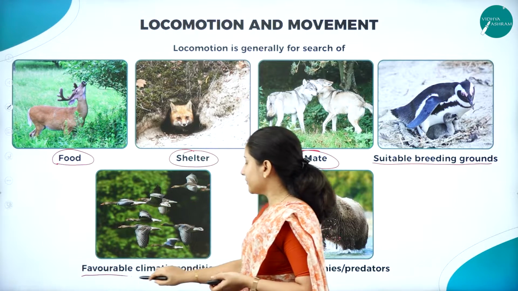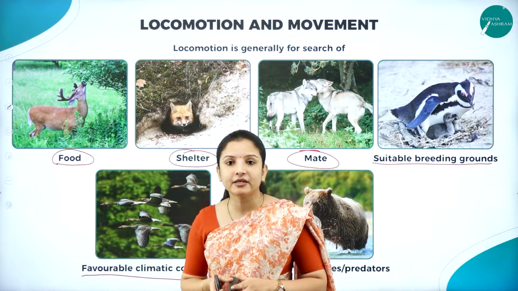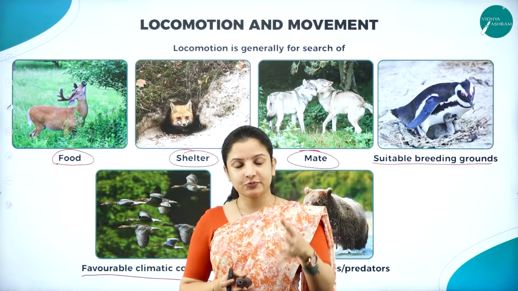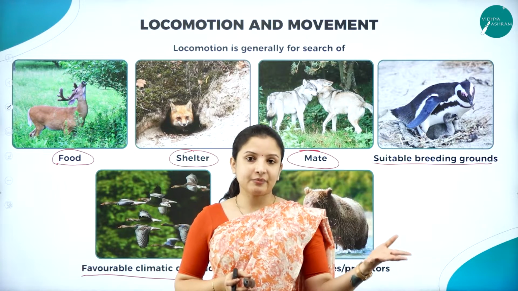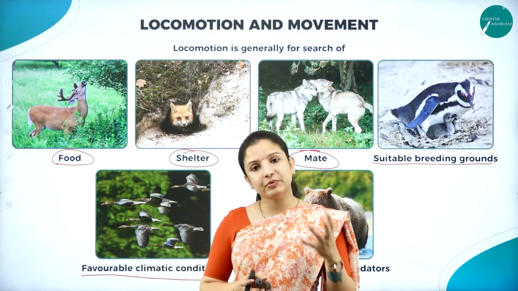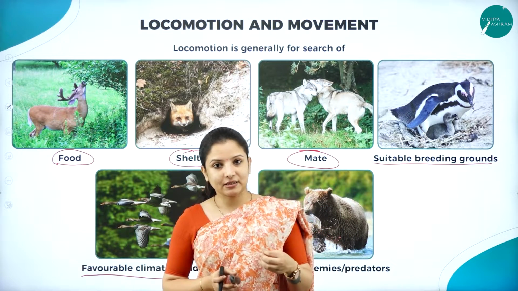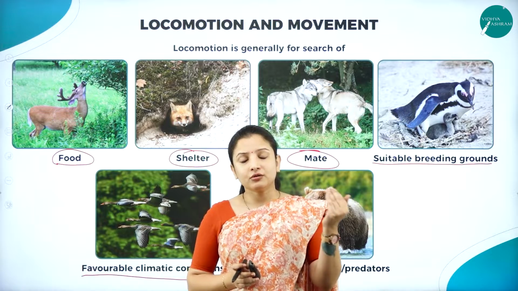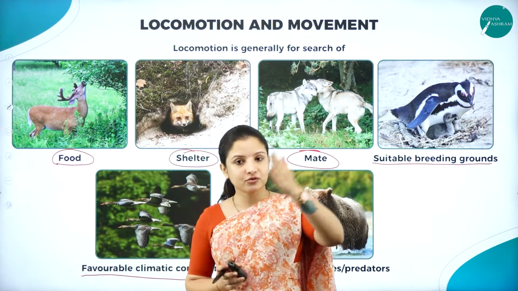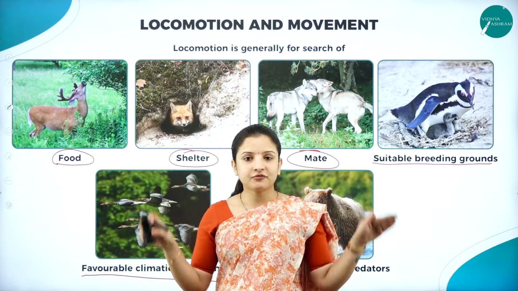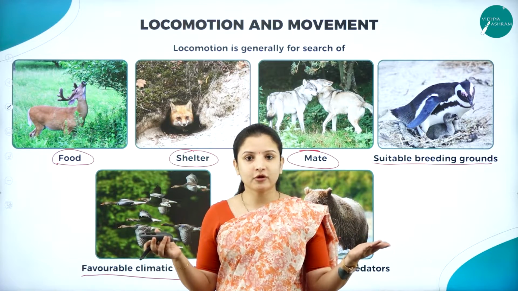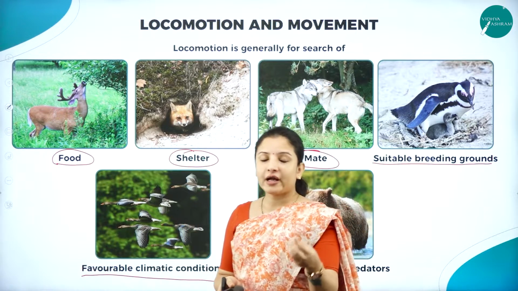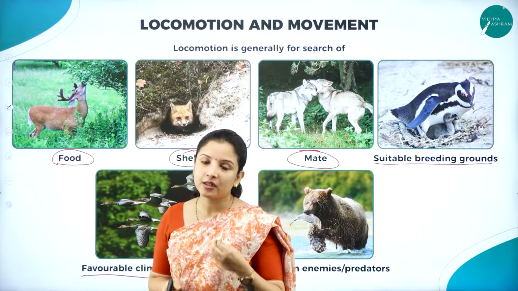Next is to find favorable climatic conditions, especially for the migratory birds. We know about the migratory birds, right? At a particular season, especially the Siberian cranes, in Siberia, when the winters are very, very cold, below the freezing temperature, these birds come to India's Rajasthan bird sanctuary and they settle there. For them to fly from Siberia to Rajasthan's bird sanctuary, can they just flap their wings where they are sitting? Not possible, right? They need to locomote. So locomotion is very, very important in order to find a place having suitable, favorable conditions.